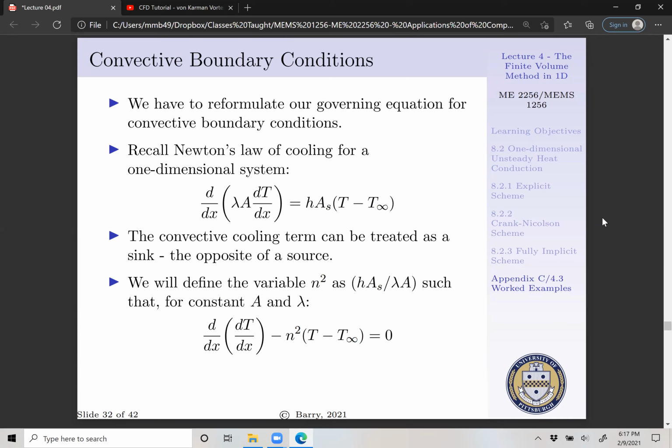Now there's another way to approach this problem. Let's consider a situation where we have a material where we are conducting heat through it, and then this heat gets convected away. Now we have to have continuity of heat, right? So Newton's law of cooling for a 1D system states the heat that's being conducted through a system, d by dx of lambda A dT/dx, has to be equal to that being convected away, where h is equal to your convective heat transfer coefficient.